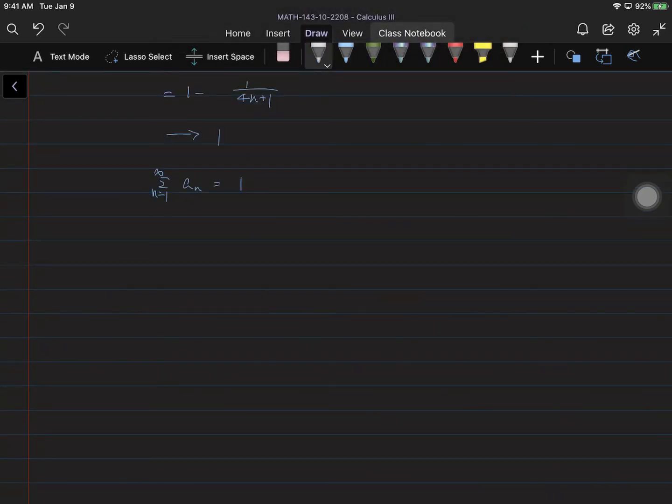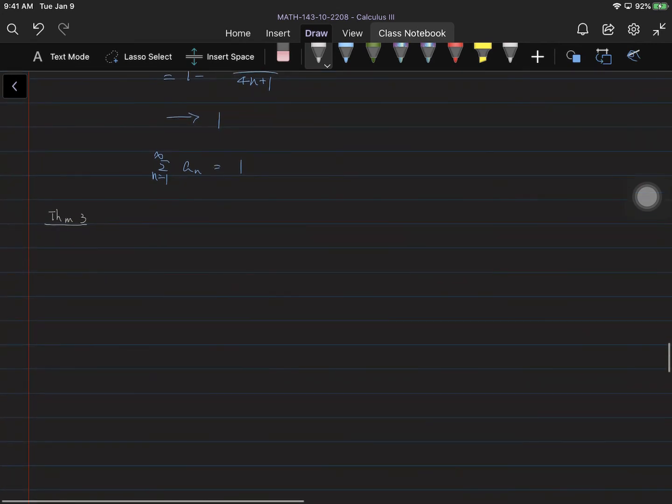Now we are going to find the sum of other general series. Before that, let's take a look at theorem 3. This gives us some rules for the sum of series. Let's see. If the sum of an is capital A and the sum of the bn series is capital B, they are both convergent series.